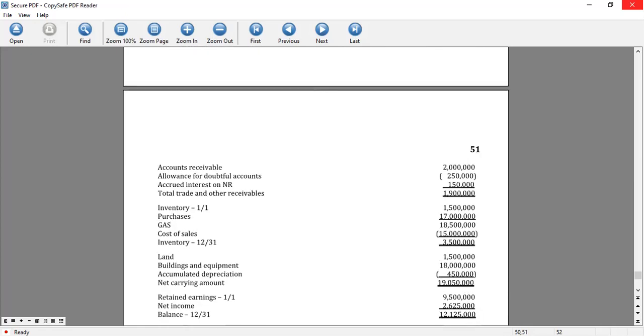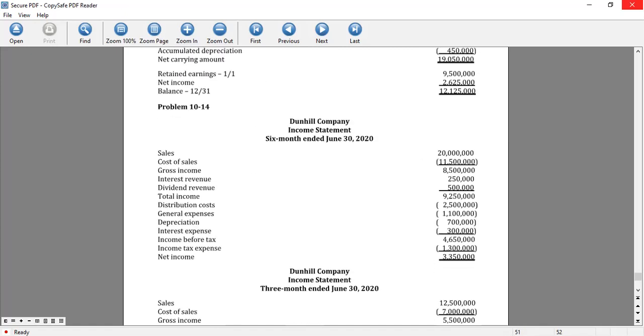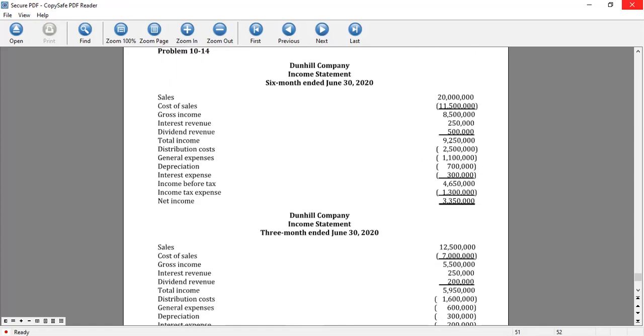So we have this problem, which is a straight problem. Another straight problem here is 10-14, then we have 10-15. In 10-14, prepare an income statement for the first 6 months of 2020.